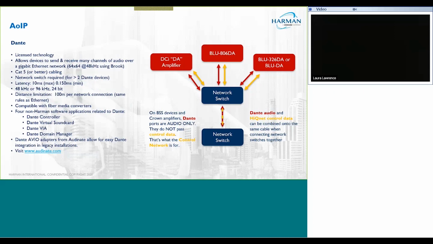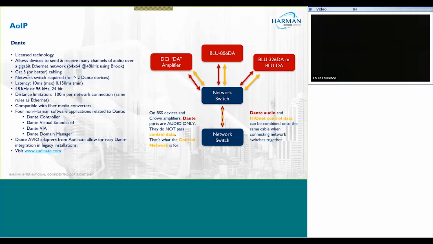Oops, I guess this got cut off. This is supposed to say Brooklyn 2. An error in the slide. We use anything Cat 5 or better. Obviously, you need a network switch if there are more than two Dante devices in the network, which most of the time there's going to be way more than 2.